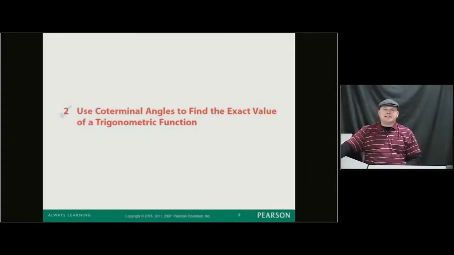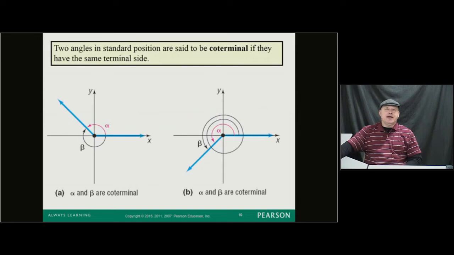Hello, in this discussion we're going to be using coterminal angles to find the exact values of other trig functions. So let's begin here. Two angles in standard position are said to be coterminal if they have the same terminal side. So coterminal angles are angles that share the same terminal side. That doesn't mean they're equal. That just means they share the same terminal side.